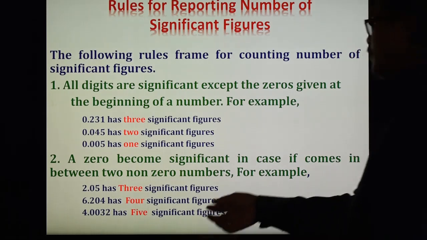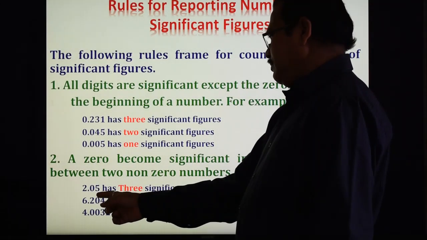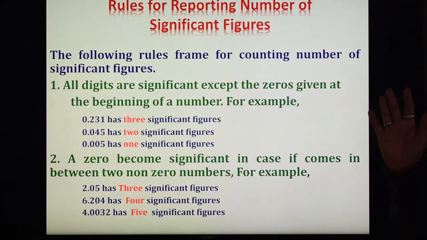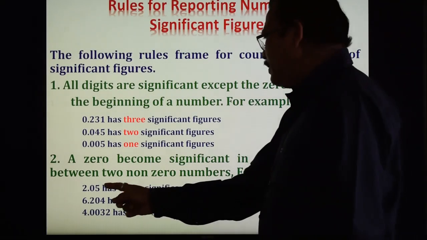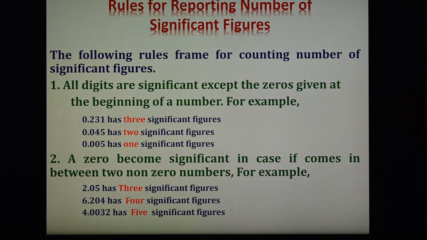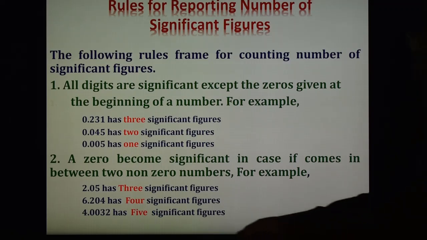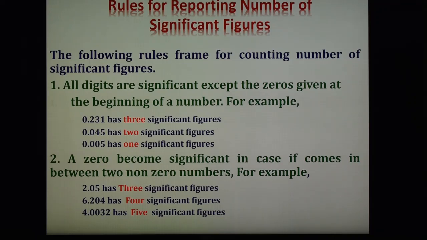The second rule says that a 0 becomes significant if it comes in between two non-zero numbers. For example, 2.05 has 3 significant figures because 0 is present between 2 and 5. So this 0 is significant. When the 0 comes in between two non-zero numbers, then the 0 becomes significant. According to rule number 2, there are 3 significant figures in the first example. In this case, 6.204 has 4 significant figures, and in the third, 4.0032, there are 5 significant figures. So according to rule number 2, the 0 becomes significant when it comes in between two non-zero numbers.